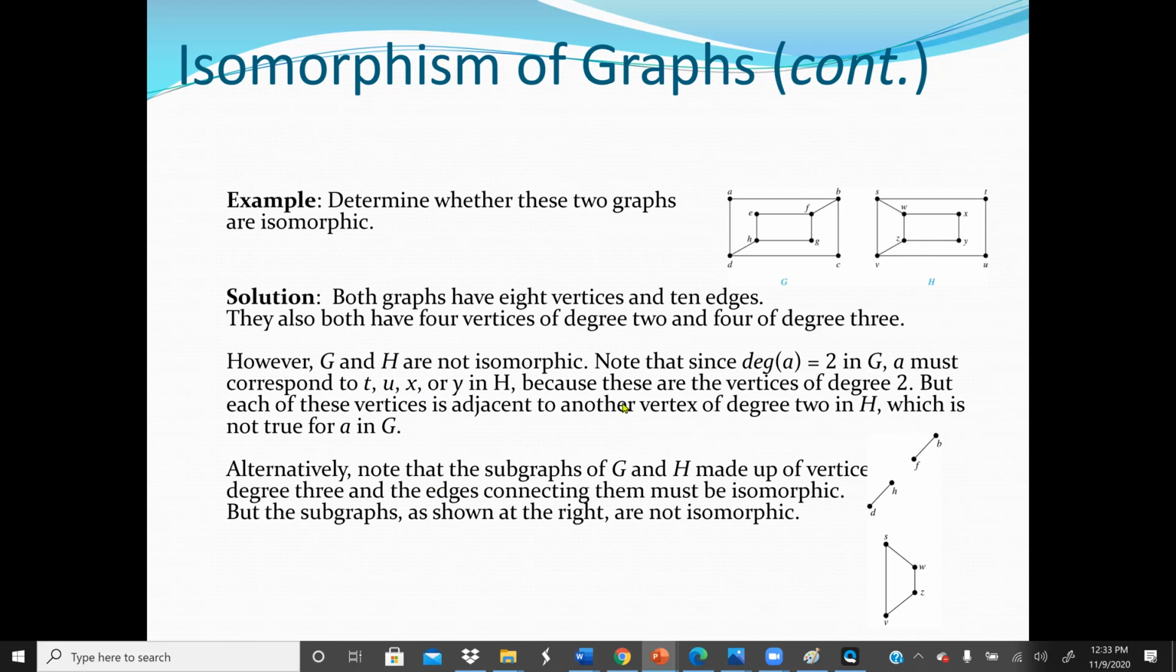So here what we are trying to say is that the rule in isomorphism is that the degree of the edges in that very position must be the same connecting. So if I say A and T are the same, A has edge 2, goes to D with 3 degree, goes to B with 3 degree, but T goes to U with 2 degree and 3, so they are not. Each of these vertices is adjacent to another vertex of degree 2 in H, which is not true for A in G.